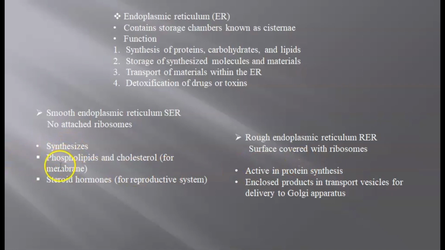Now, at these endoplasmic reticulums, just as we told ourselves here, phospholipid and cholesterol for membrane are synthesized. Also steroid hormones for reproductive systems are synthesized. This is under the smooth endoplasmic reticulum. Then the rough endoplasmic reticulum, which is covered with ribosomes, is active in protein synthesis and encloses product in transport vesicles for delivering to the Golgi apparatus.